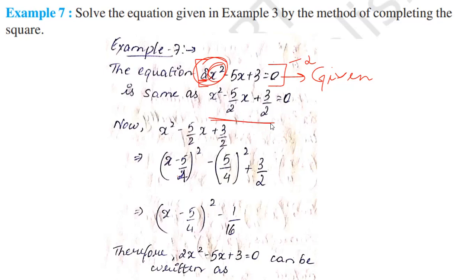Now you consider this equation and make sure you complete the square. How to complete the square? Usually what we do is take the constant term to the other side, and we add 5 by 4 the whole square on both the sides. Regularly we do this.